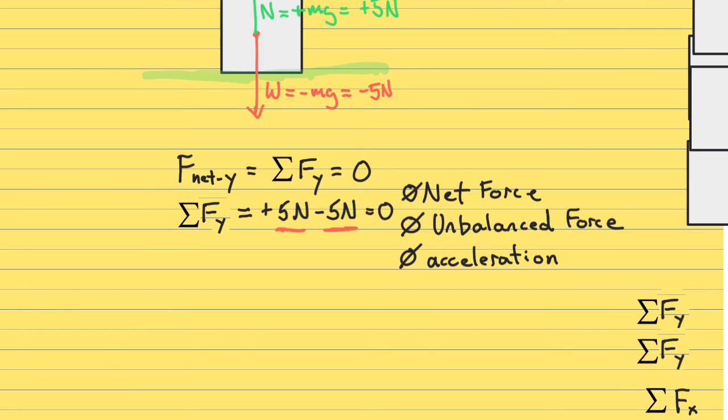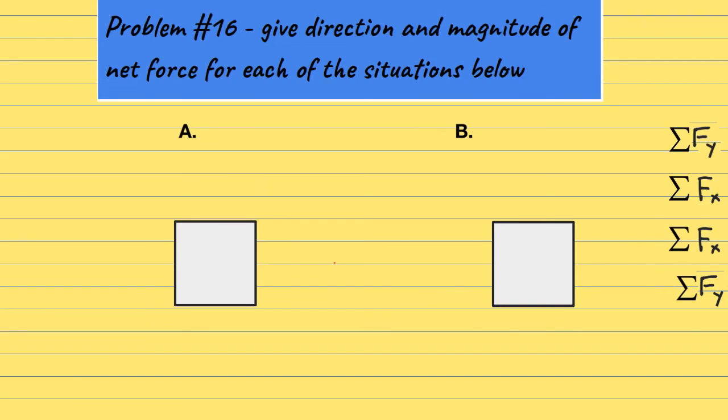Okay, so now let's move on to some of the problems from the test where we have forces acting on objects in both the X and Y directions. Problem number 16 on Newton's laws test part 1 asked us to give the direction and magnitude of net force for 4 different free body diagrams. So I'm going to go through 3 or 4 of those now and apply what we've been learning about weight, normal force, and net force.